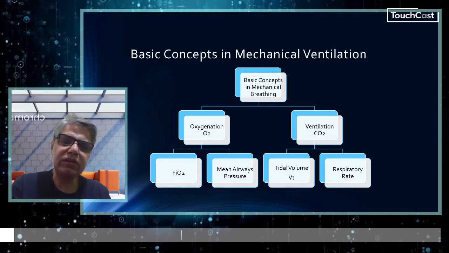Now, as far as ventilation is concerned, the carbon dioxide levels, if your body has got high carbon dioxide levels, it can be adjusted by adjusting the VT, which stands for the tidal volume. So tidal volume is the amount of air that is pushed inside with every breath, and the other is the respiratory rate. So respiratory rate is the number of breaths that a person takes per minute. So together, respiratory rate multiplied by tidal volume equals your minute ventilation. So adjusting the minute ventilation actually adjusts your carbon dioxide levels in the body.